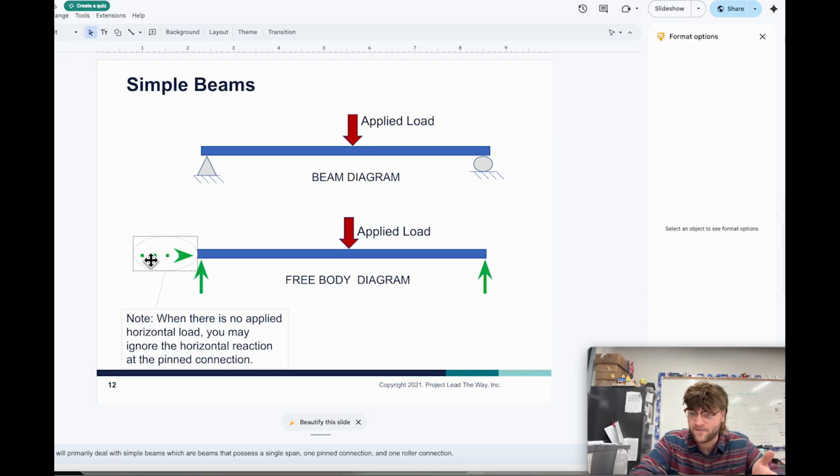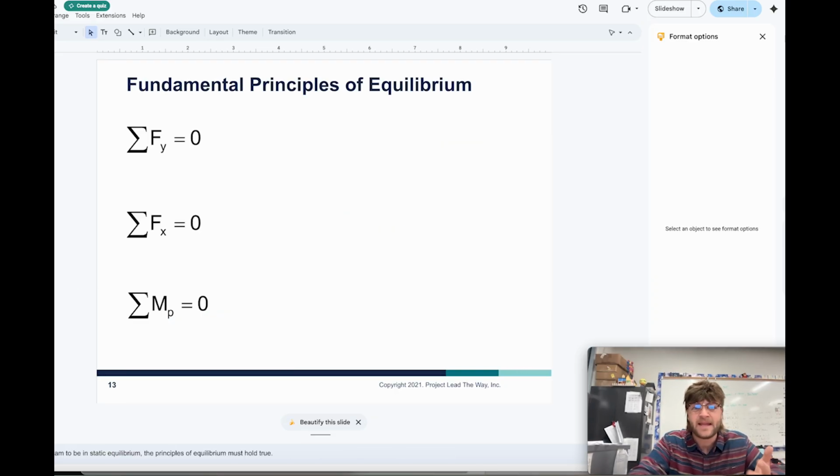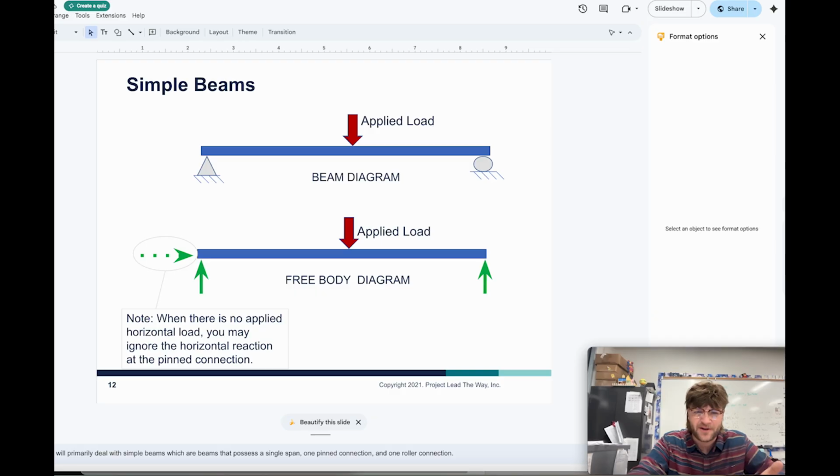Now, how we solve these, and what we just did to tell that this force here is equal to 0, is we used the fundamental principles of equilibrium. At some point in your education so far, you've encountered these. So this is going to be a nice little review, but we're also going to be applying this to beams, of course. This states that the sum of all the forces in the y-axis is equal to 0. So for instance, in here, the forces acting in the y-axis are this applied load, right?